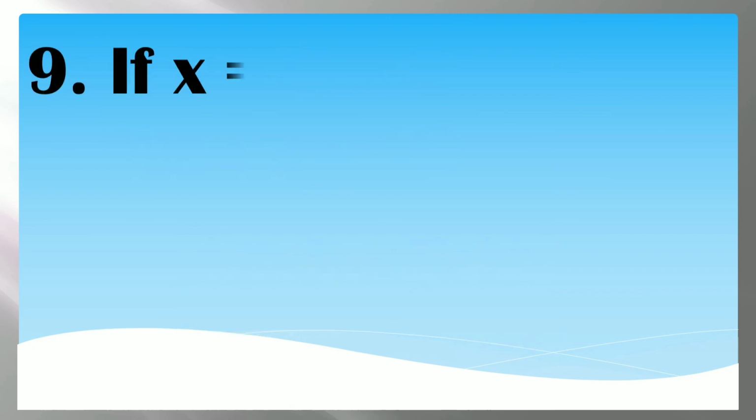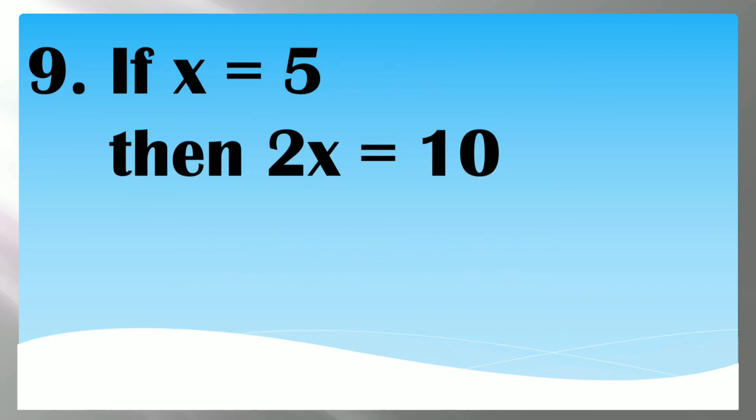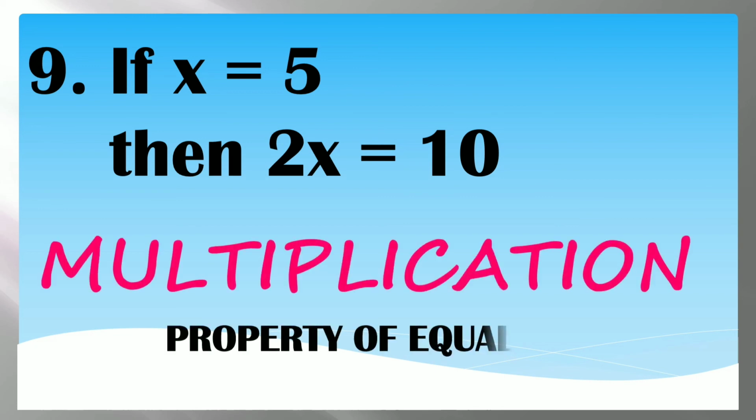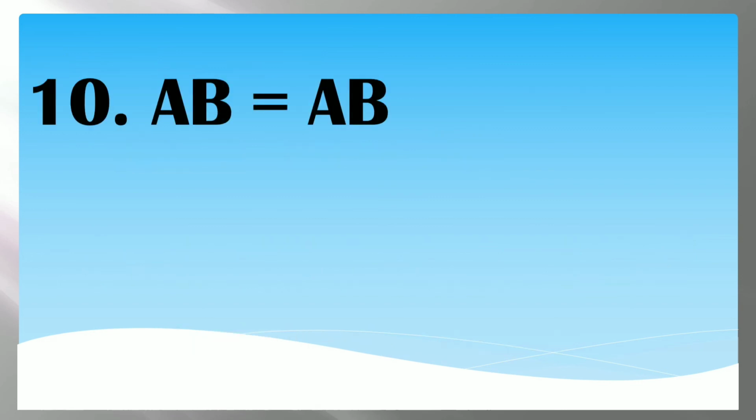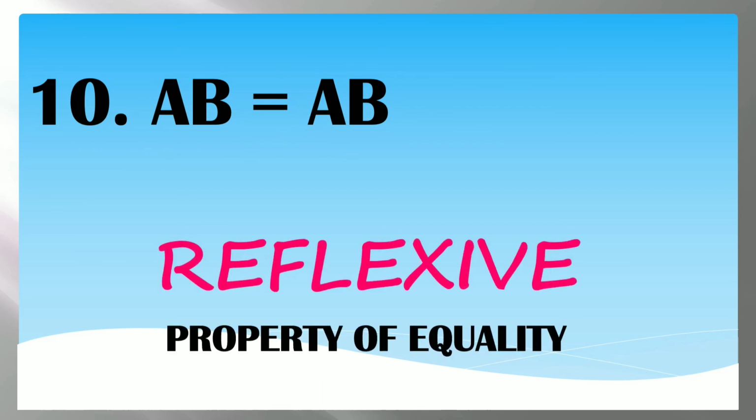Number 9: if x equals 5, then 2x equals 10. How did it become 2x equals 10? We multiplied both sides by 2. So this is the multiplication property of equality. And number 10: AB equals AB. It is a mirror again, and when it is a mirror, it is the reflexive property of equality.